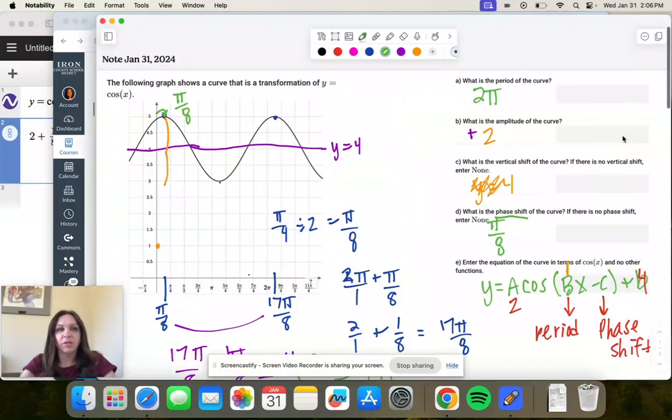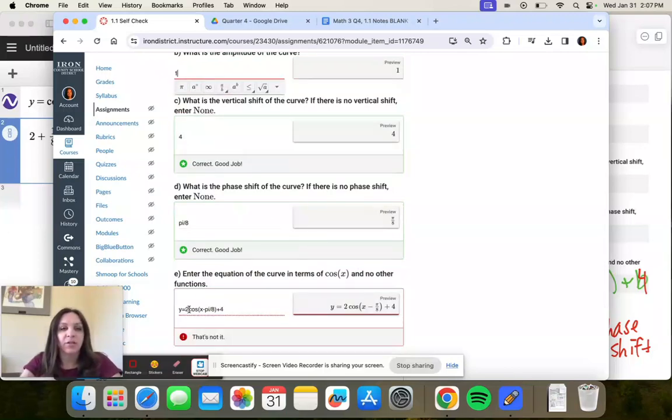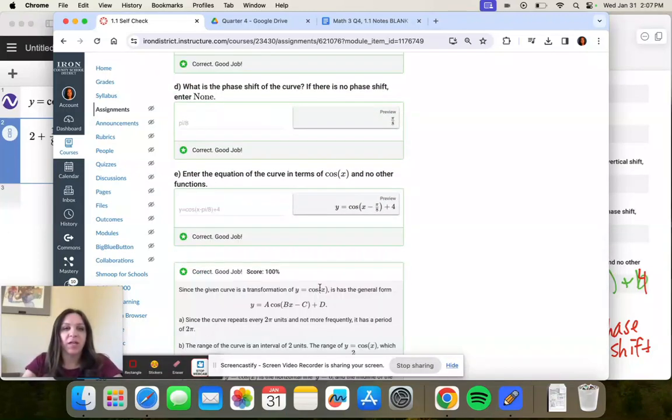Did I get my amplitude wrong? Oh, it's just 1, 4 to 5. Don't count the boxes, count the numbers. Look at this, guys. I'm making all these mistakes on here. Good thing you're watching, so you're not going to make the same ones.